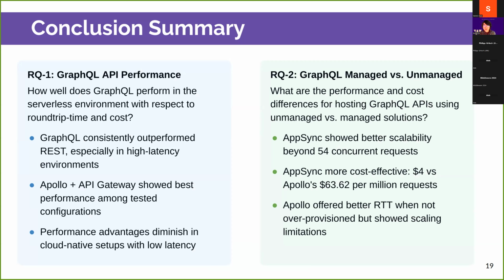As it turns out, GraphQL consistently outperformed REST, most notably under high latency. Using API gateway helps to reduce round trip time a little bit. But when it comes to cloud native setup, GraphQL doesn't seem to help that much. For the unmanaged versus managed comparison, AppSync showed much better stability and performed better beyond 54 concurrent threads, and the price for AppSync is also much cheaper at $4 per million requests.